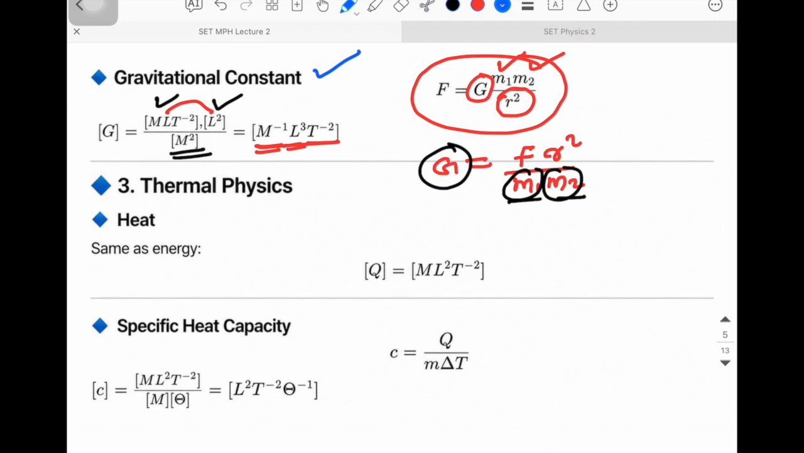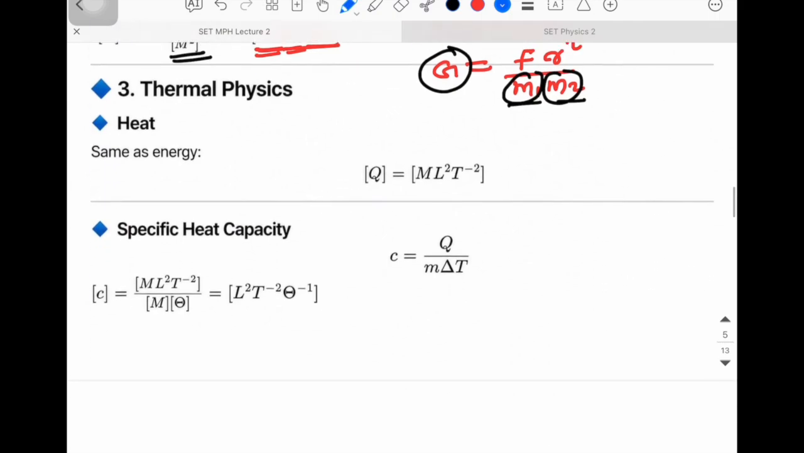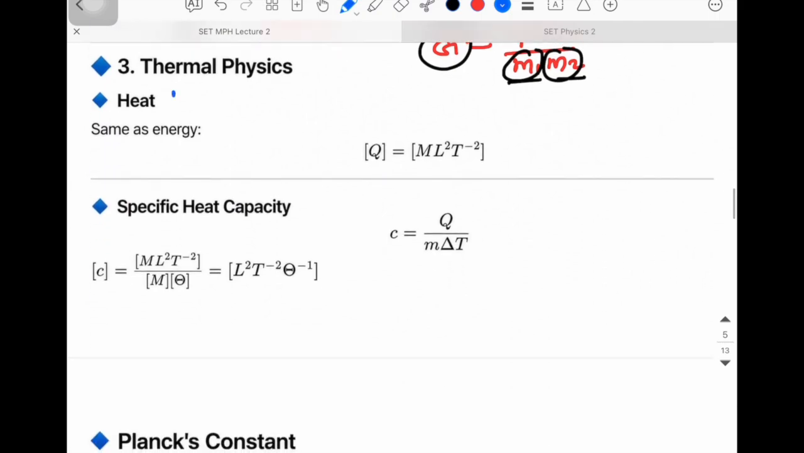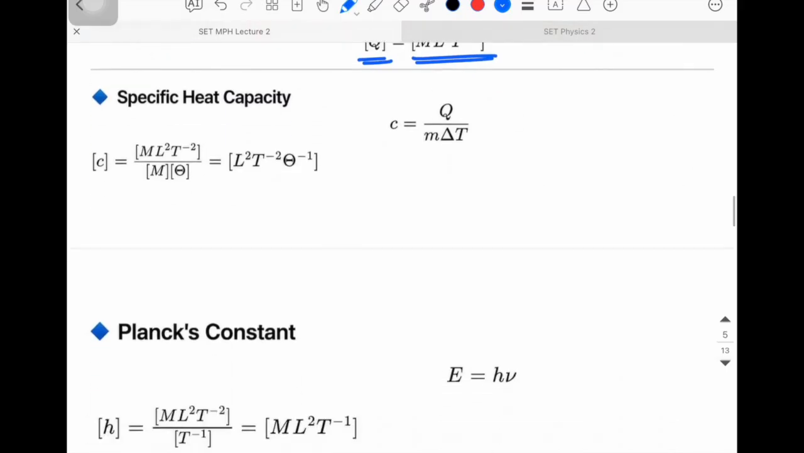It is asked in one of the set examinations. Now heat energy. Heat energy is another form of energy, so heat energy has the same dimension as energy. Now this is another question which is asked in the examination. Specific heat capacity. Specific heat, we will discuss that in the statistical and thermodynamics class.